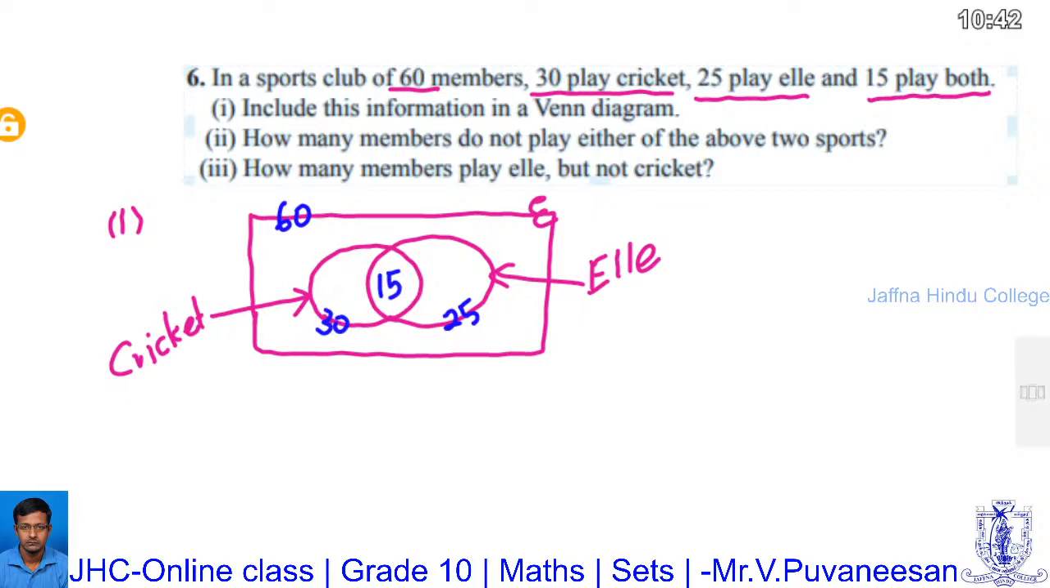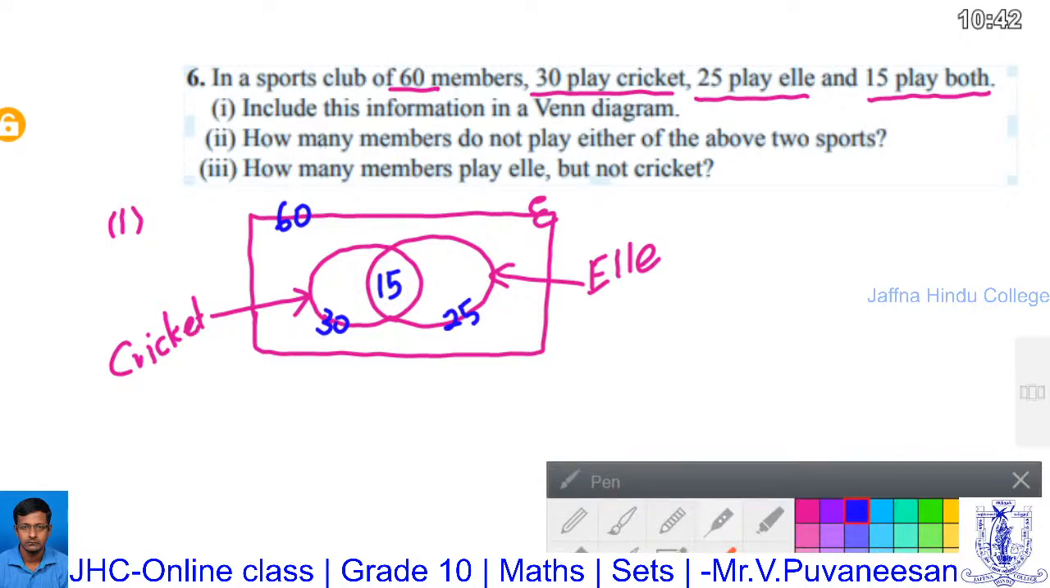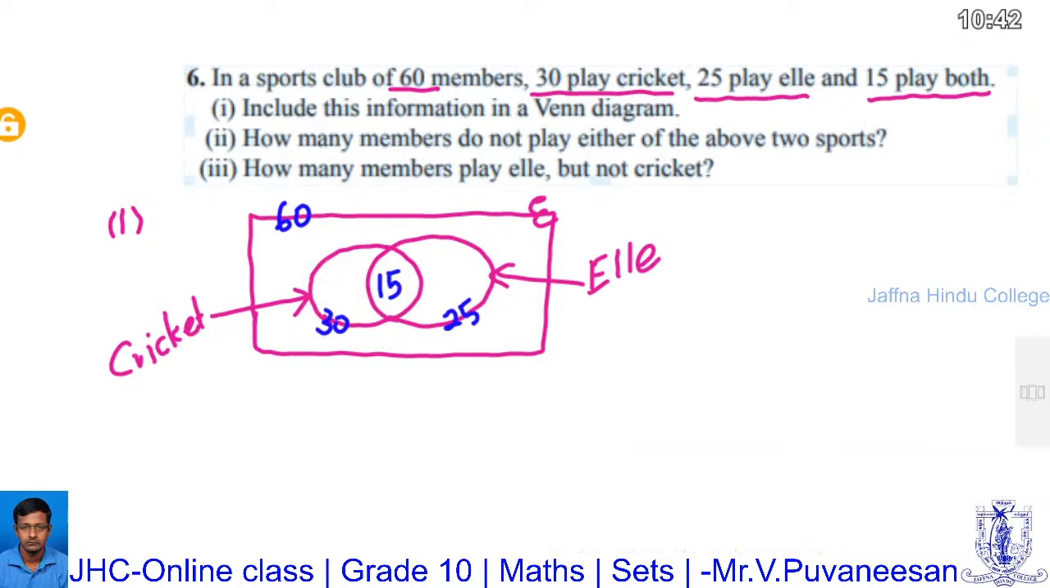We know this region is 15, and the whole circle contains 30 members. If this is 15, then this is 30 minus 15, that is also 15.